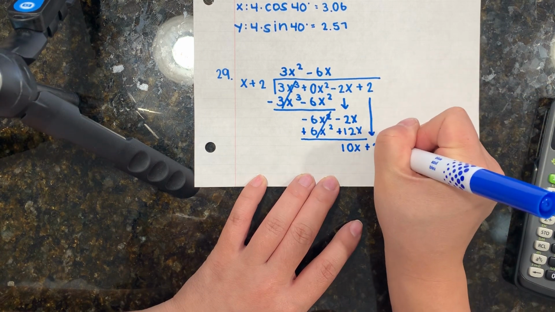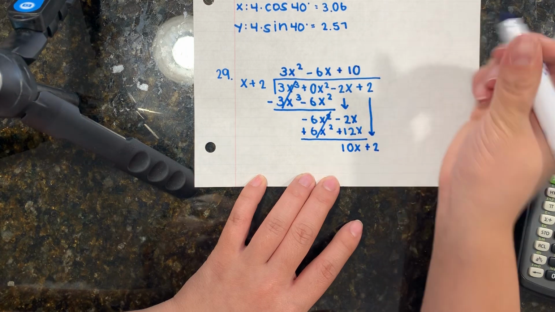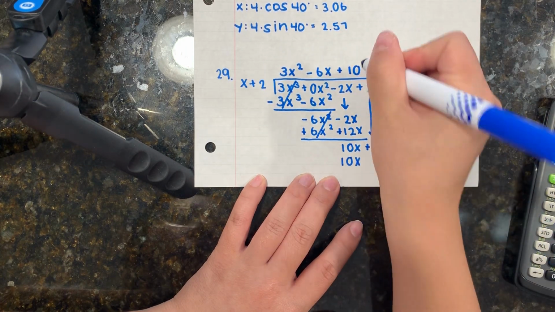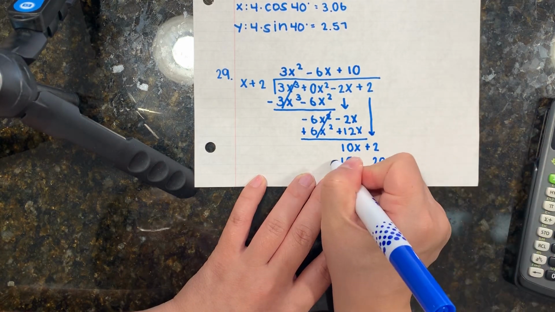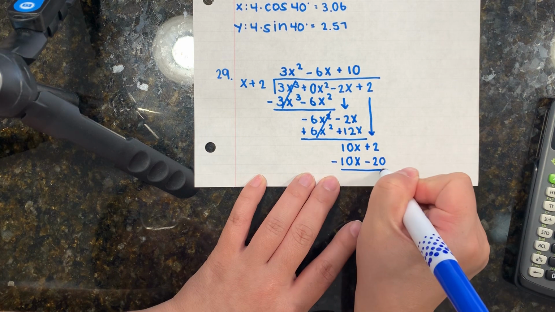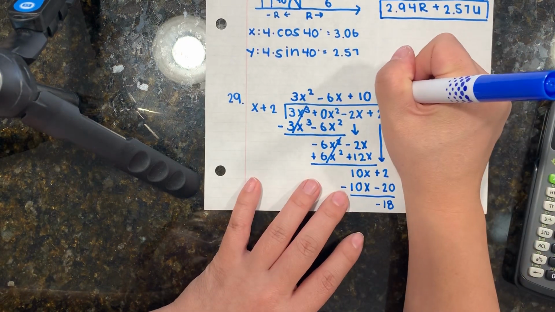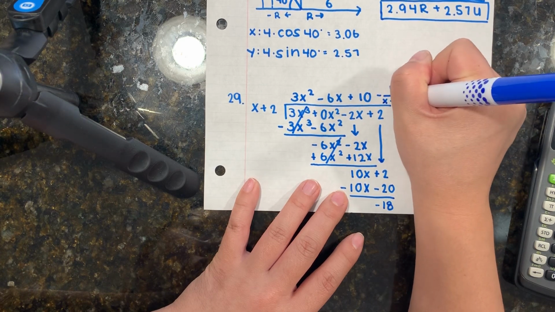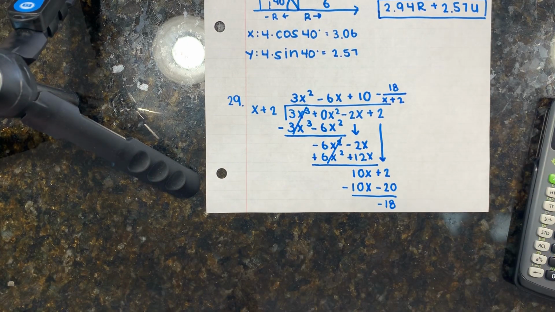Now divide. 10x by x would be just positive 10. When I multiply it back through, that would be positive 10x. And 10 times 2 would be positive 20. But again, you're changing the sign, so these both become negative. I'm left with a remainder of negative 18. So it's going to be minus 18 over x plus 2. And that right there is your answer.